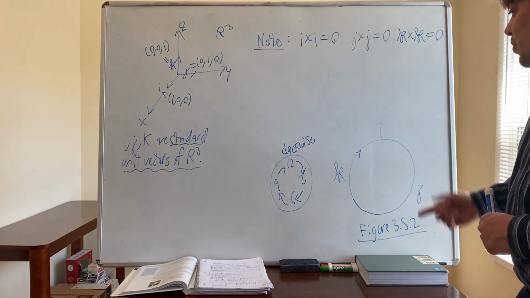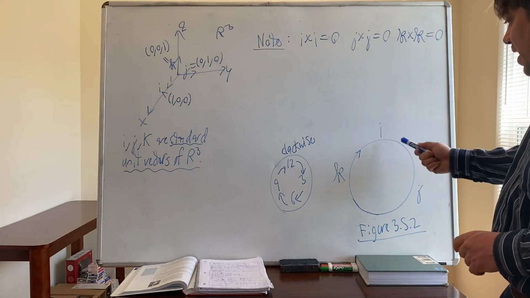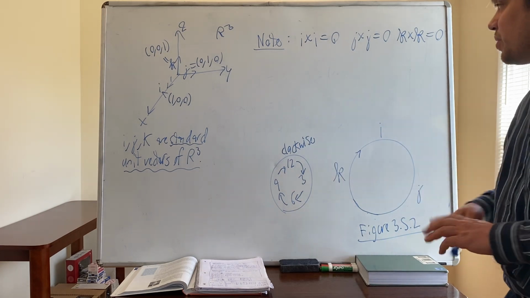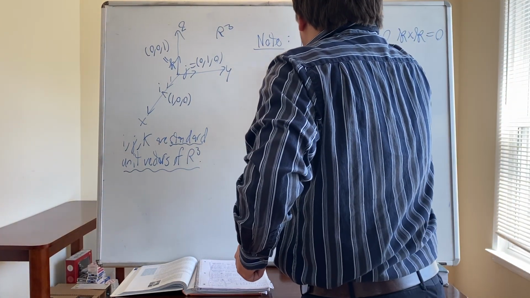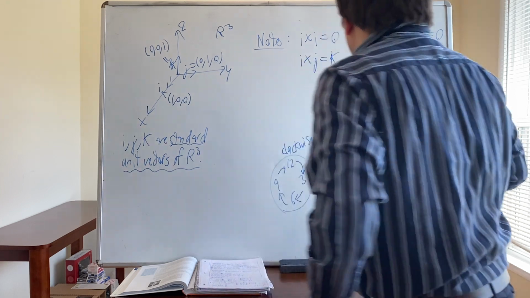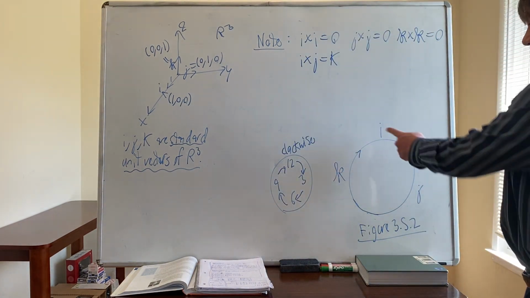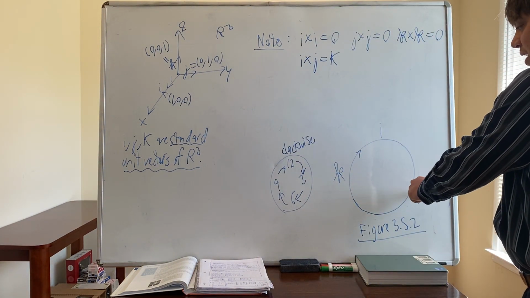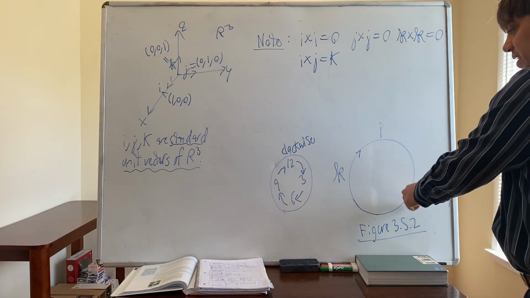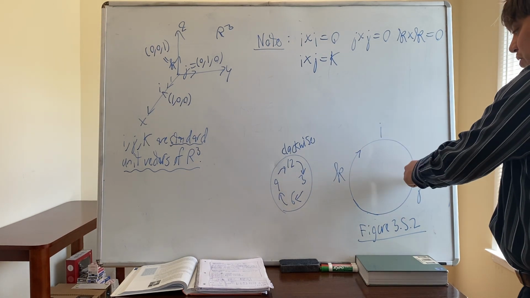So what this picture is going to say is that I cross J is equal to K. I cross J is equal to K. So if I start at I and I move clockwise along the circle, I reach J. I cross J, and then the next thing I get to is K. So I cross J is K.